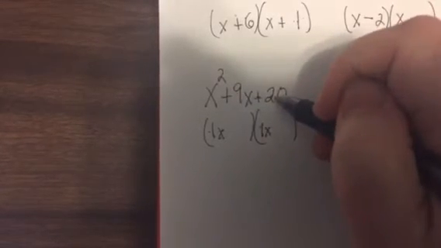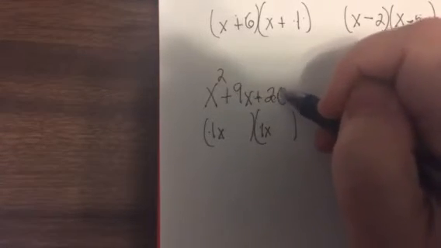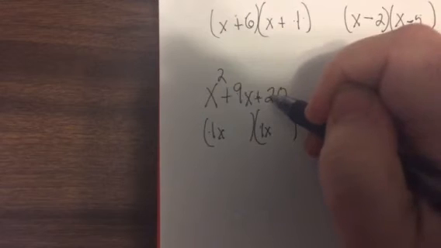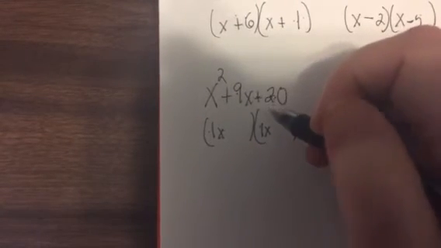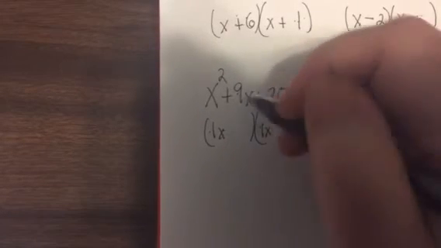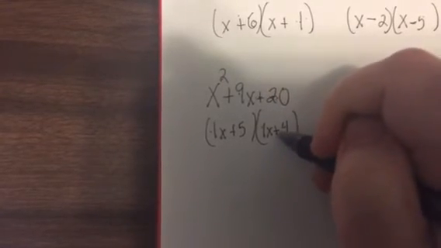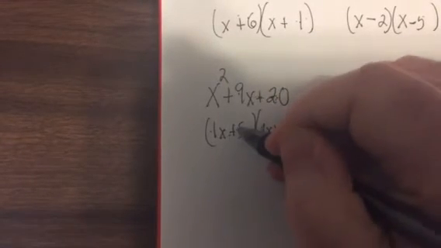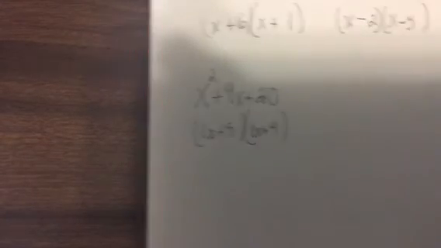So 1 and 20. That's 20, but that'd be 21. Shoot. 2 and 10. So I'm just going through the factors. 2 times 10 is 20, 2 plus 10 is not 9. Shoot. 5 and 4. 5 times 4 is 20, and 5 plus 4 is 9. We got a match. Now, since both signs are the same, it doesn't matter where you put the 5 and the 4. You could put the 4 here and 5 here.